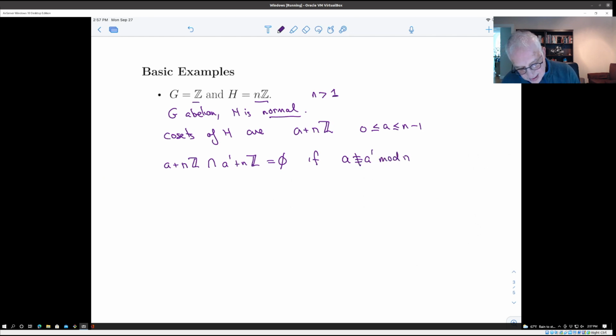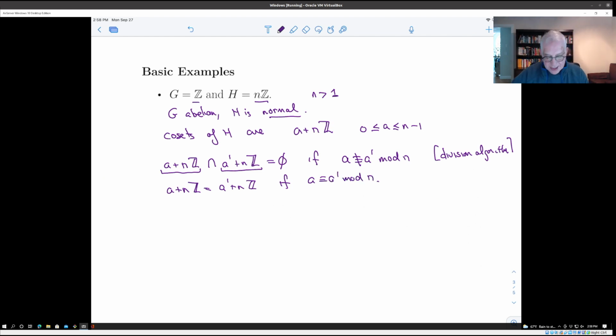In other words, these are the numbers which have remainder a when divided by n, and these are the numbers which have remainder a' when divided by n. Those two sets are completely disjoint if the remainders are different. That's the division algorithm, so this goes way back. And they're equal if a is congruent to a' mod n.